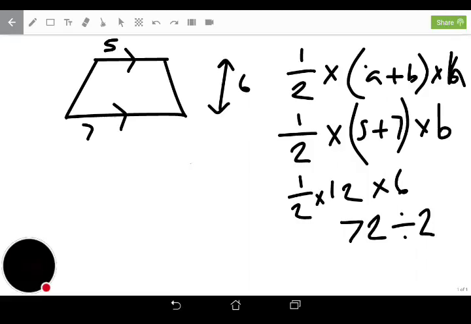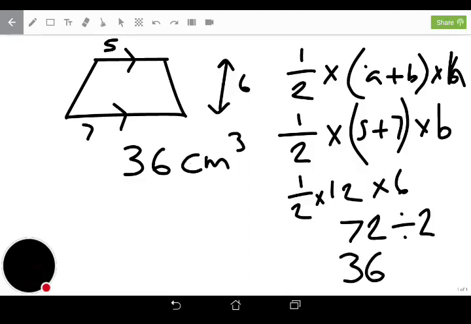But going back to topic, we're going to do 72 divided by 2, which is 36. Okay, so if I'm looking at the area of this, it would be 36 centimetres if this had a unit of measure on, which it doesn't have, centimetres squared.